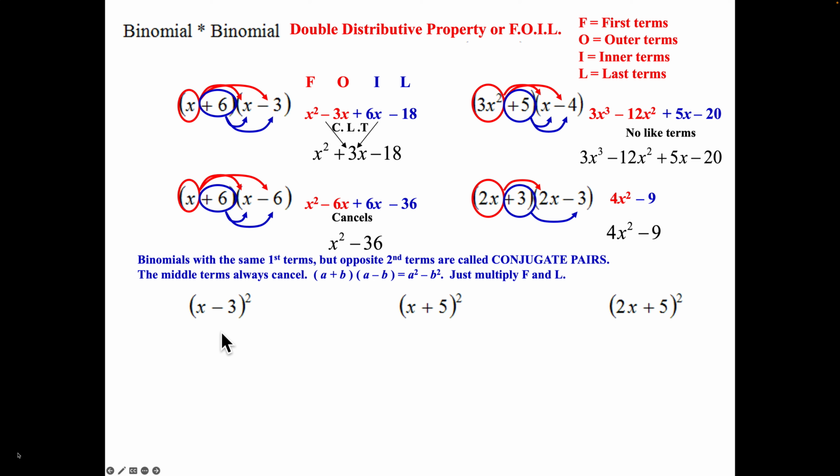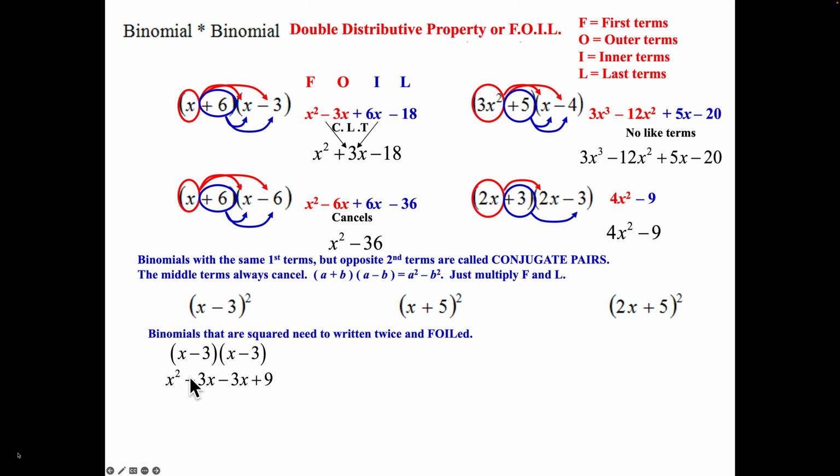My next example is now we have a binomial squared, where again, raised to a power means you have to write out this binomial twice and FOIL it. Do not go x squared and then minus 3 squared to get a plus 9 or minus 9. No. You FOIL this out. There's going to be a middle term.